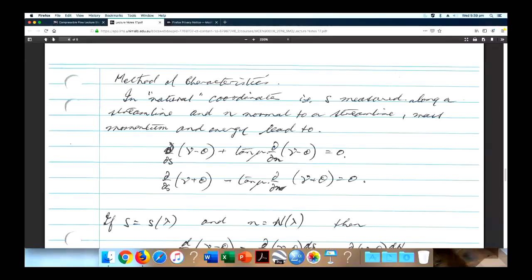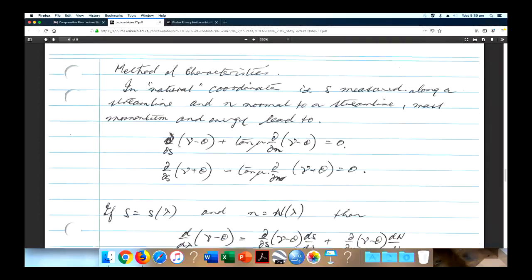Well, I talked about it in acoustics in an XT diagram, and now I want to talk about it in the spatial case. And so in natural coordinates, that is S measured along a streamline and N measured normal to a streamline, the mass and momentum equations reduce to something terribly simple and symmetric. They reduce to these two equations.